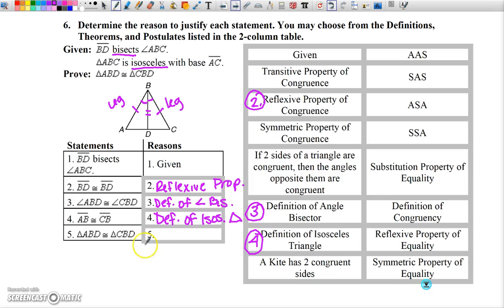Easy peasy. All right, so then now we have to look at how can we say that these two triangles, the one over here on the left, is congruent to the one over here on the right? Well, we have side, angle, side happening, and so that would be our last step. Side, angle, side. Oops, I didn't want to do that. I wanted to write a 5. There we go.